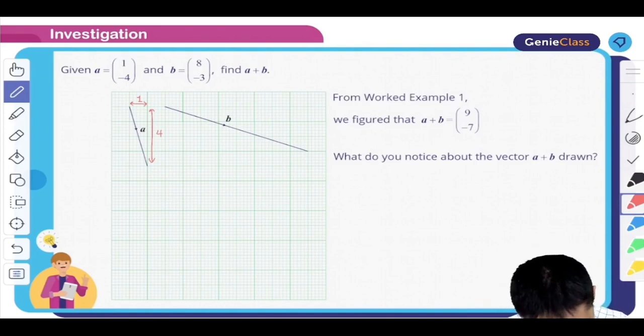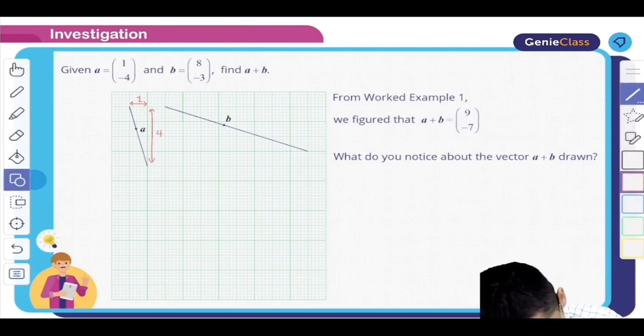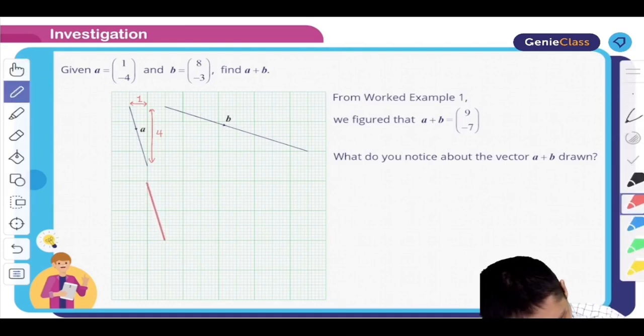Now, let me just draw my vector properly. So that's where I will utilize this one over here. Yeah, so 1 and negative 4. So this is my vector A.